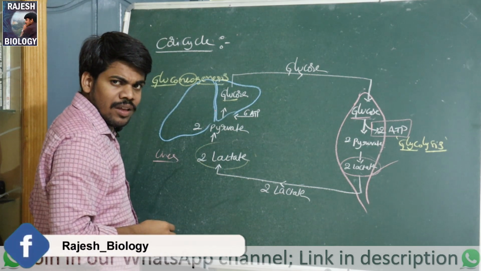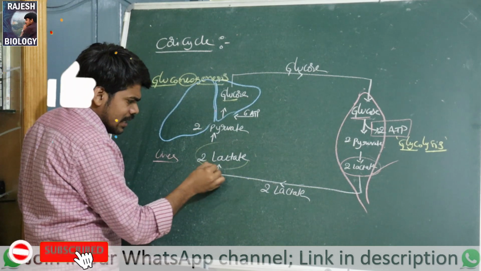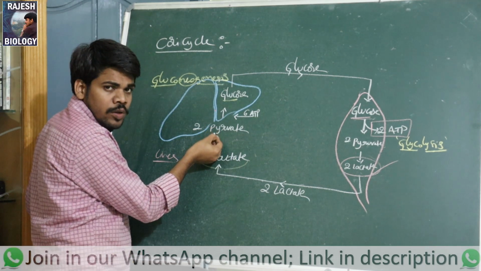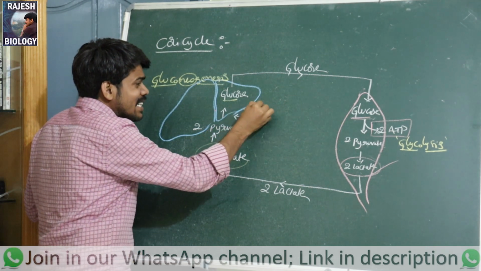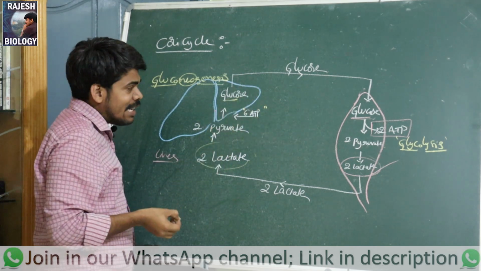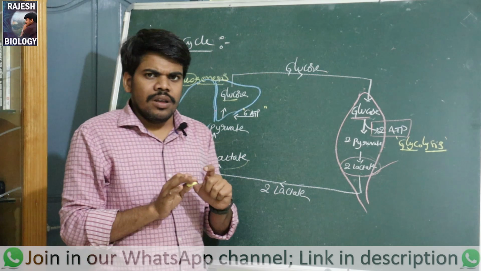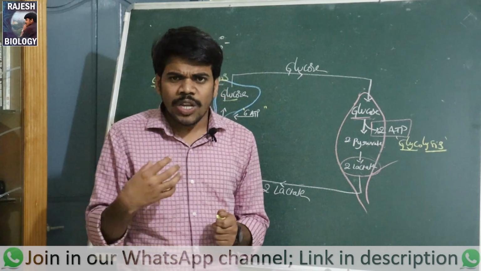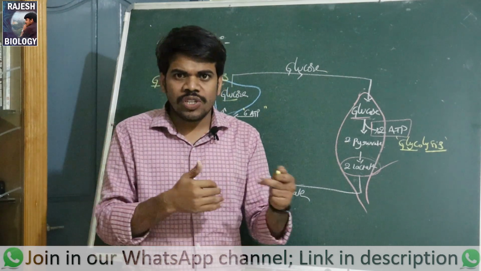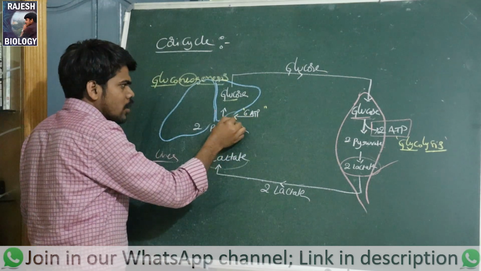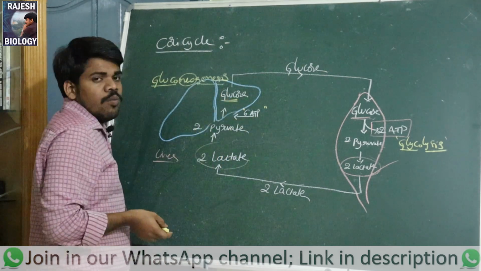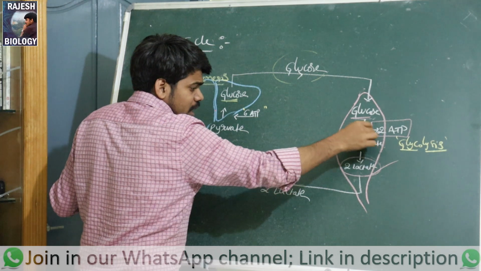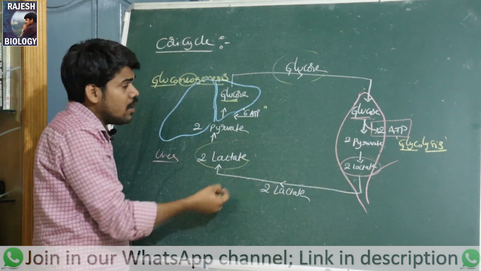It generally happens in the liver. This lactic acid is lactate. 2 lactate molecules reach the liver. From 2 lactate molecules, 2 pyruvate molecules are formed. From this pyruvate, 6 ATP molecules are used. Theoretically we say 6 ATP molecules, but it differs from tissue to tissue, situation to situation. In general, 6 ATP molecules are utilized to produce one glucose molecule. This glucose again enters the blood circulation and reaches the muscle. This type of cycle is called the Cori cycle.